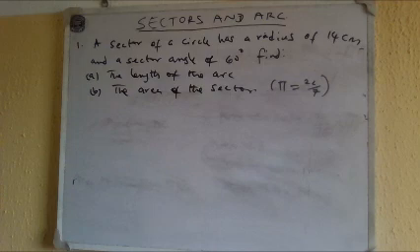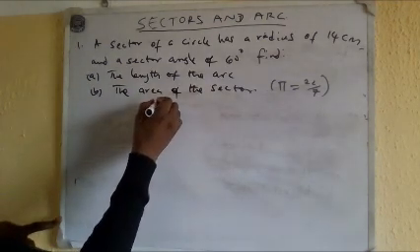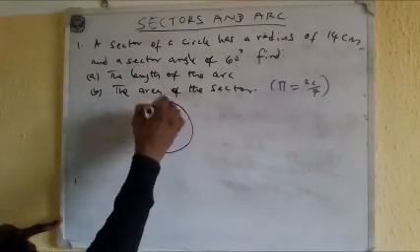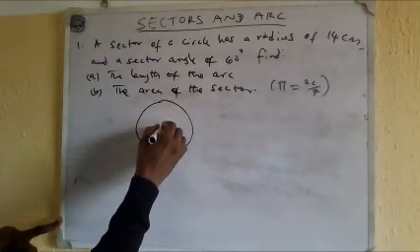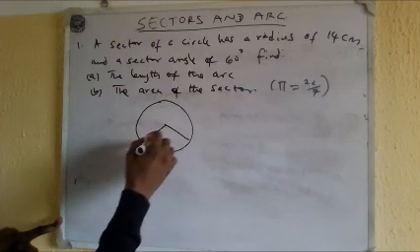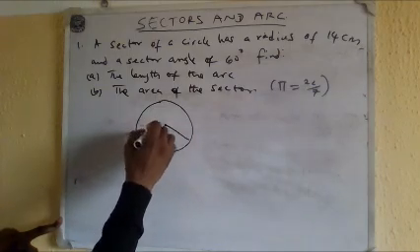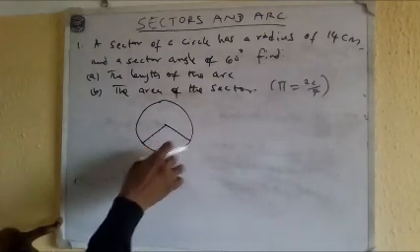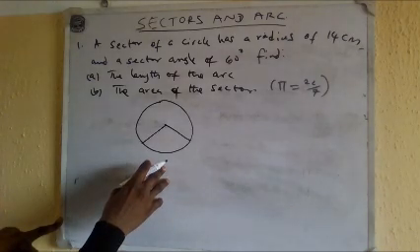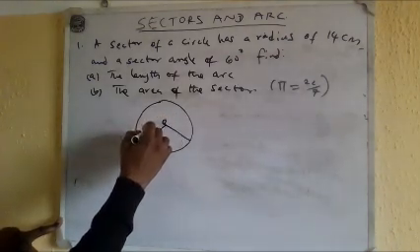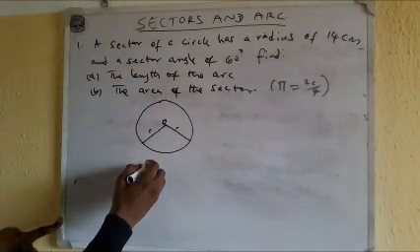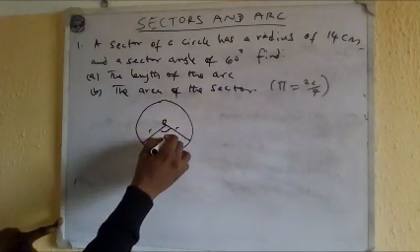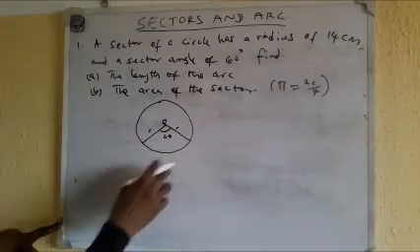Okay, so we can just draw the circle for sake of visualization. This is the circle in the center. So these are the two radii subtending the arc. This one is 60 degrees. Okay, so they say we should find the length of arc.